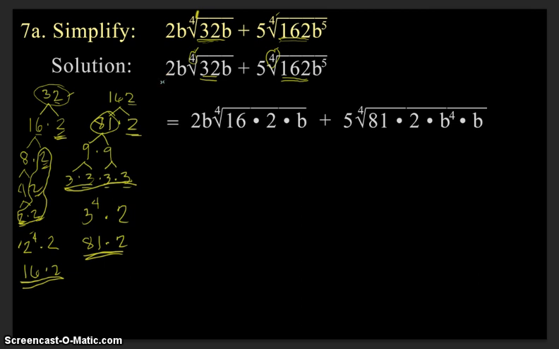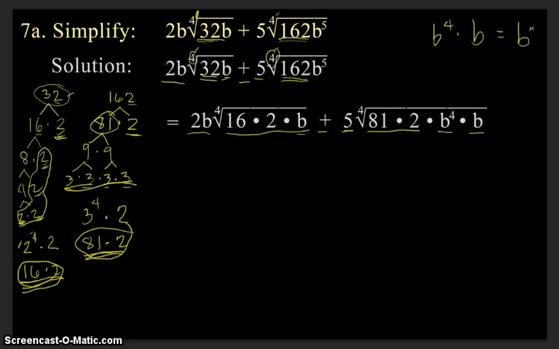So, i-rewrite natin ito. So, 2b times 4th root of 16 times 2 times b, plus 5 times 4th root of 81 times 2, yung nakuha natin kanina, times b to the 4th power times b. Okay. So, yung b to the 4th power times b, that is equal to b raised to 5. So, 4 plus 1 is 5.